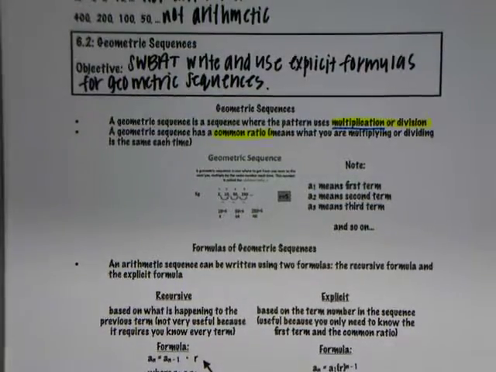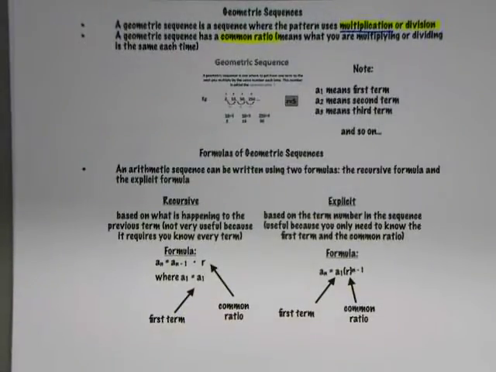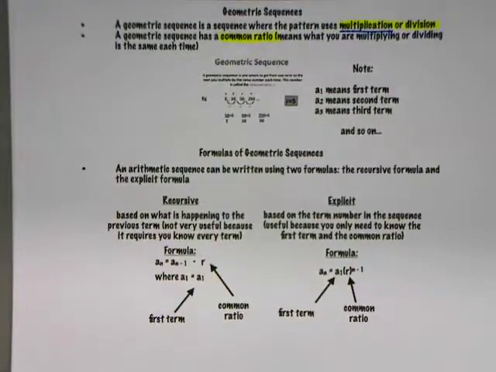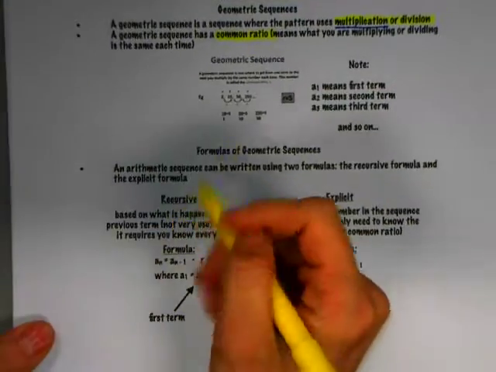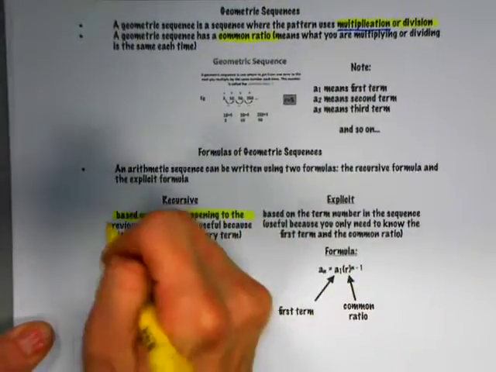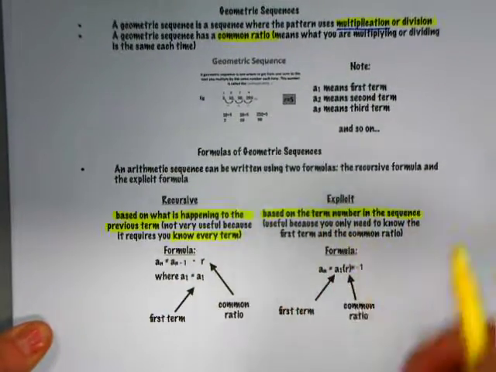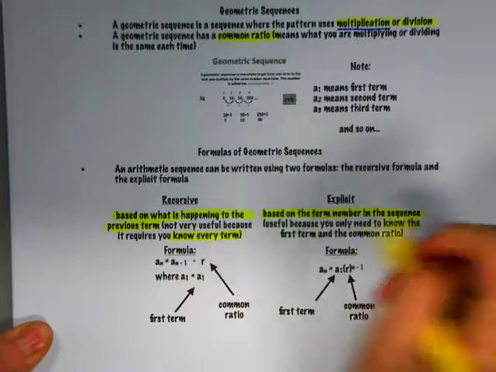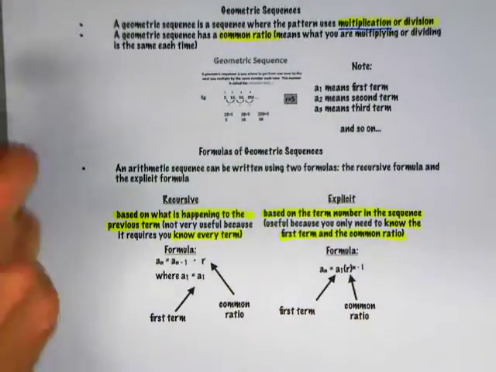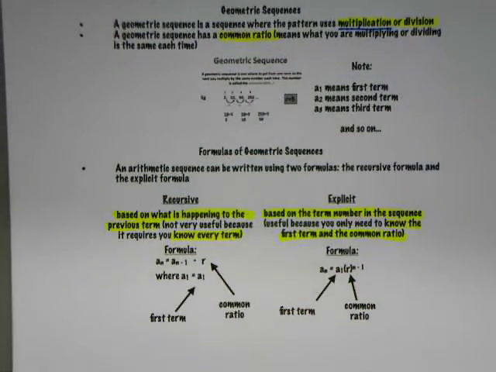And then same thing as yesterday, where there are 2 types of formulas. Which one is going to be the useful one? Explicit, yeah. So recursive is based on what's happening to the previous term, and we have to know every term for that one. Explicit is based on the term number in the sequence, and then we need to know the first term and the common ratio. So we go with the explicit one. However, on MathXL, it does have you write the recursive one, I will warn you. That was just overlooked, but it's very easy to write.